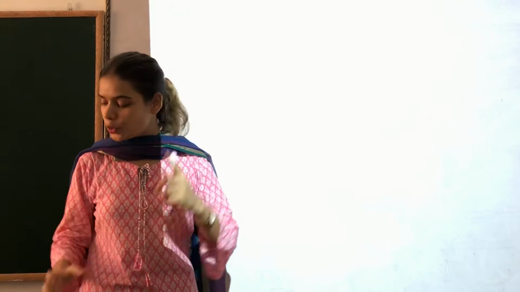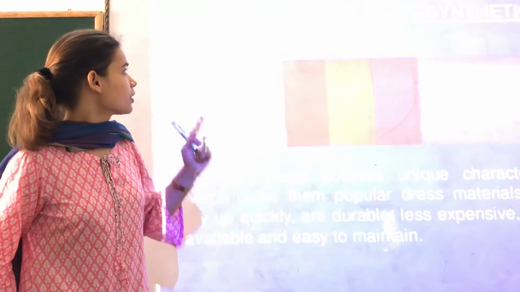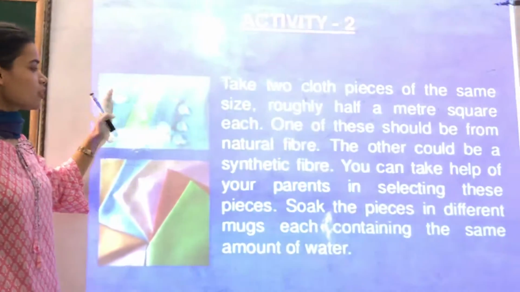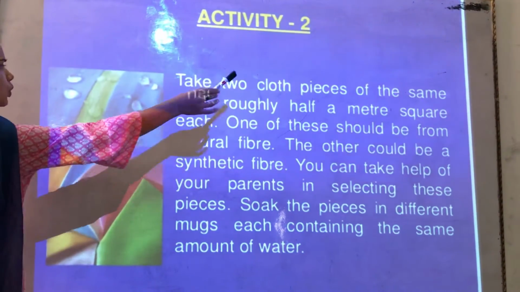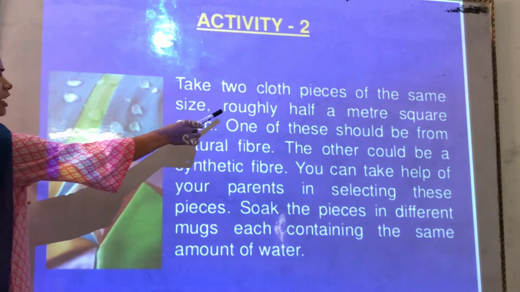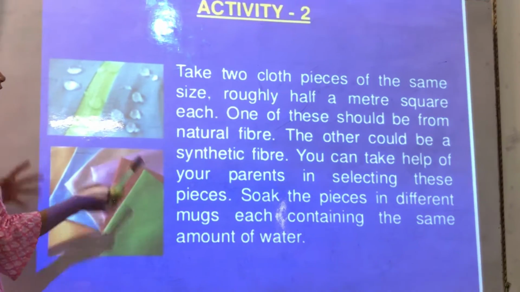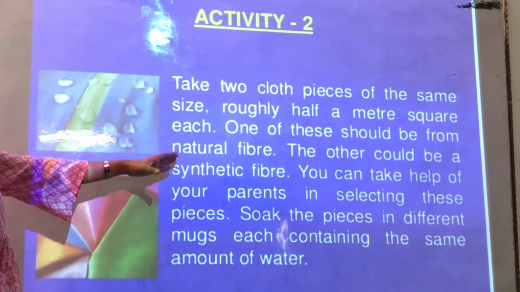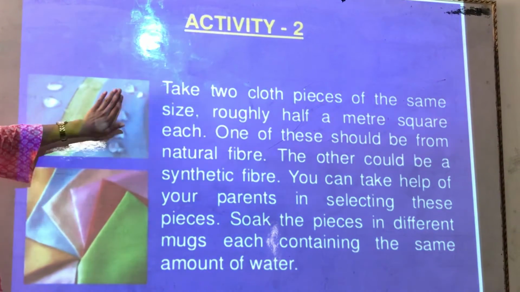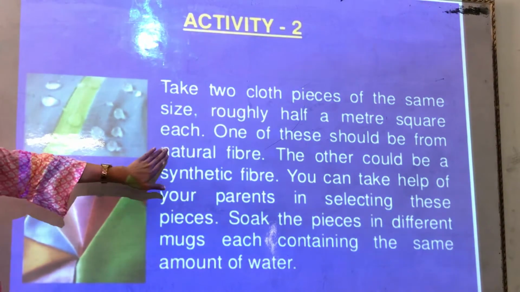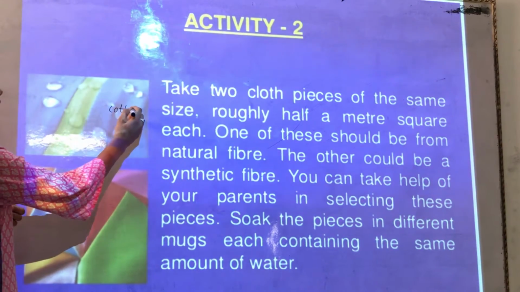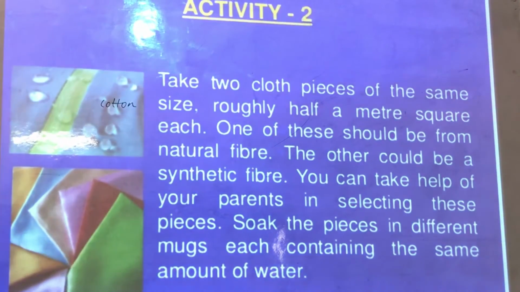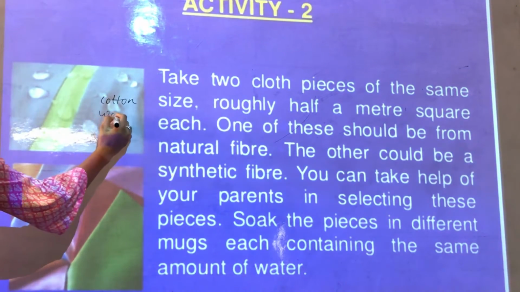What is that activity? For that we have to collect a few fibers. As you can see on the screen, take two cloth pieces, any two cloth pieces, roughly half a meter square each. One of these should be of natural fiber. Now you all know what a natural fiber is. You can take cotton, or jute, or wool. These are natural fibers.